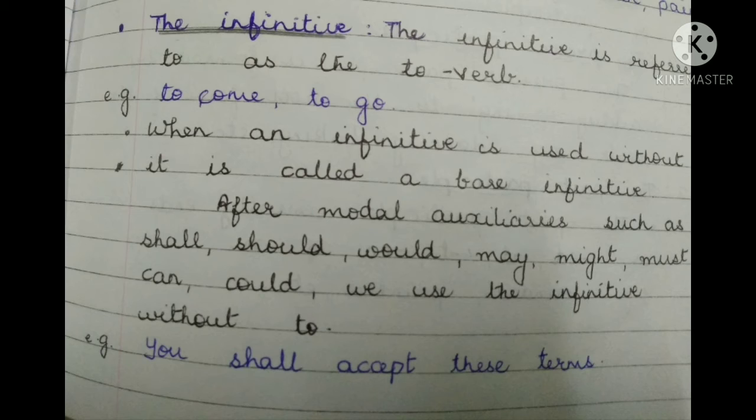Now let us see something in detail about the infinitive. The infinitive is referred to as the to verb. For example, to go, to come, to work, etc. When, in some cases, an infinitive is used without to, it is called a bare infinitive. Now, when it is used after modal auxiliaries such as will, shall, should, would, may, might, must, can, could, we use the infinitive without to. Let us see the example. You shall accept these terms. So here we have used the word accept as an infinitive without to, because before that there is a modal auxiliary shall. So in that case we use bare infinitives, that is an infinitive without to.